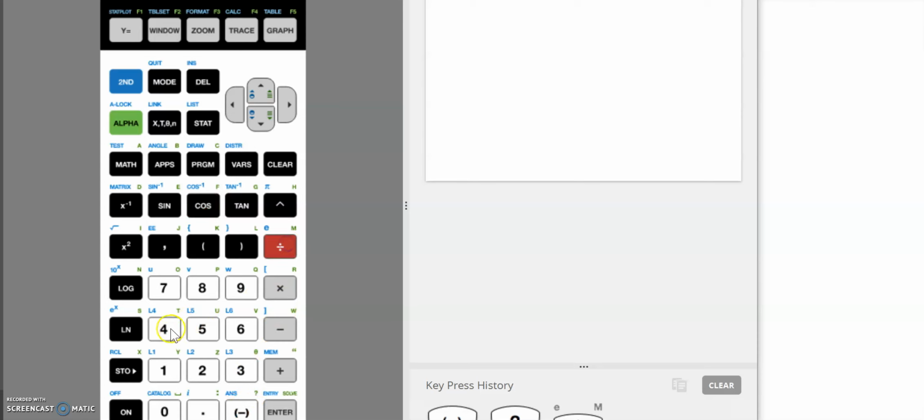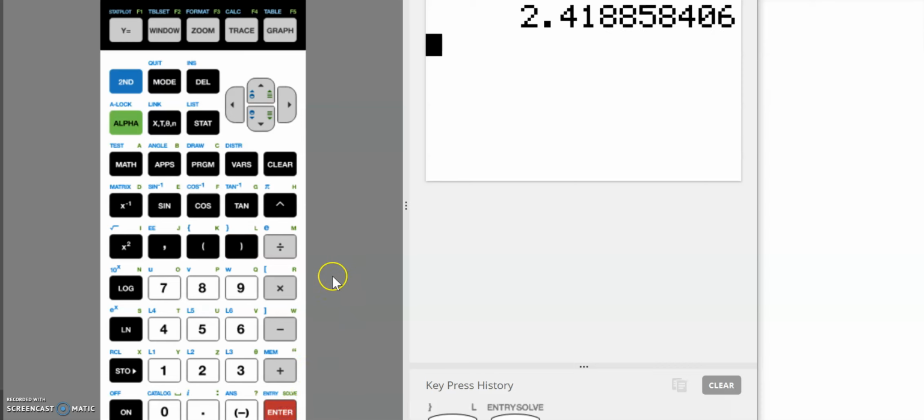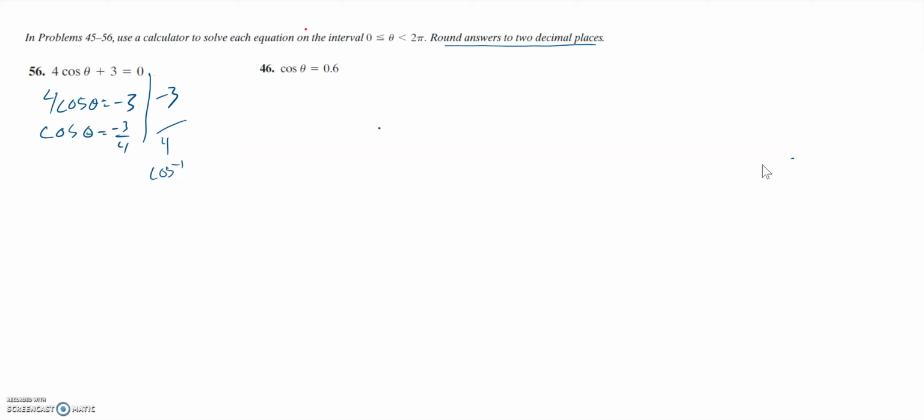So my last step is to go to the calculator and do cosine inverse of negative 3 divided by 4. And I'm going to get the 2.41 answer. Now let's do 2.42 to round. So 2.42 is my first answer.